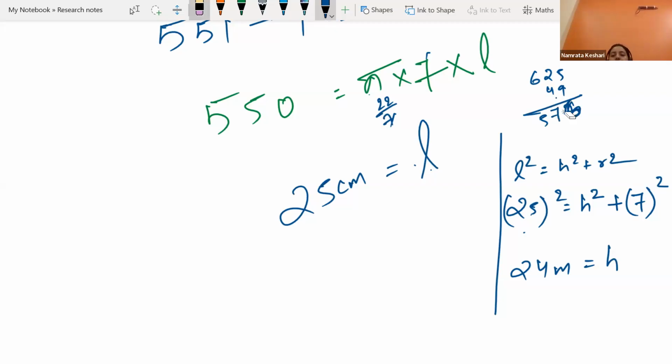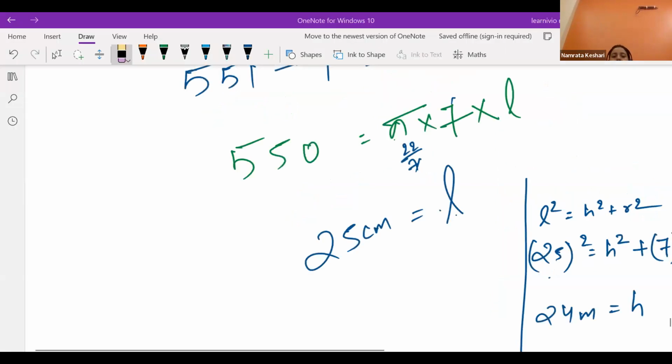First, please confirm. Are you getting 25? Yes, Bharti, Anand, Sara, have you found L as 25 centimeter? Yes, Anam, Arhan, yes, ma'am. After finding L, please find H by using this rule.